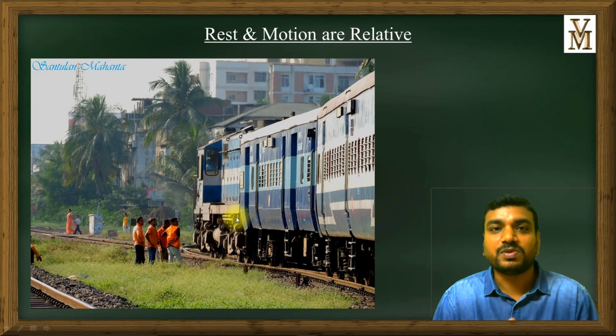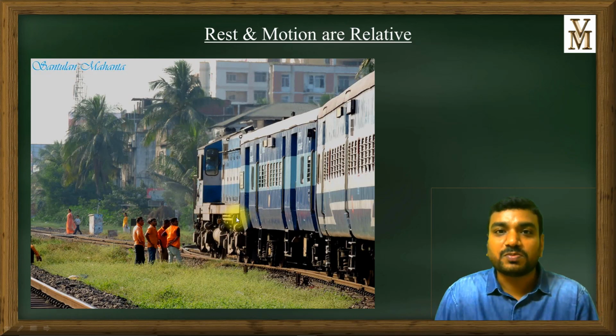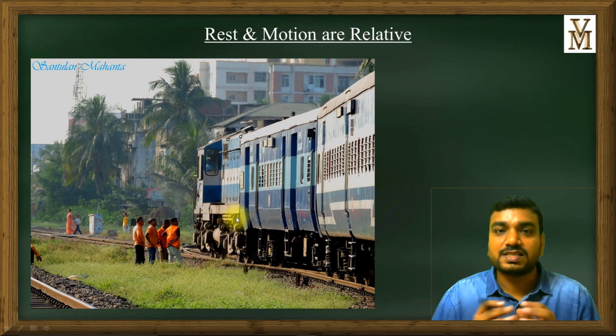Now with this example, you might have understood that rest and motion depend upon the observer and the reference point he has taken. That's why we say rest and motion are relative. Okay, I hope you have understood the concept that rest and motion are relative.